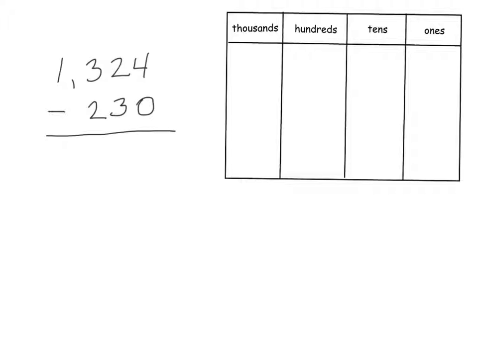First, I'd like to look at the digits and determine which place value position each of them is in. So 4 is in the ones position, so there's 4 ones. There's 2 tens, which makes it 10, 20. And there's 3 hundreds, 100, 200, 300, and 1,000. So I've got 1,324, and it's represented in my place value chart here.